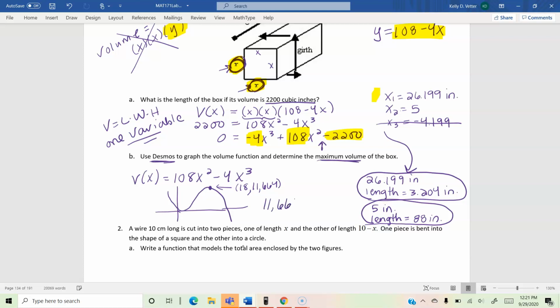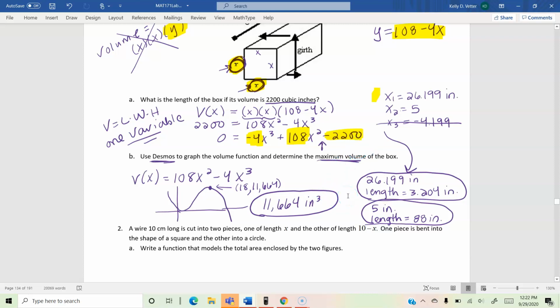And let's just put a unit in there. This is going to be cubic inches. Since we're in inches and we're doing volume, it's going to be cubic inches. Once again, remember that's not the only volume that's possible. That would be the maximum volume.